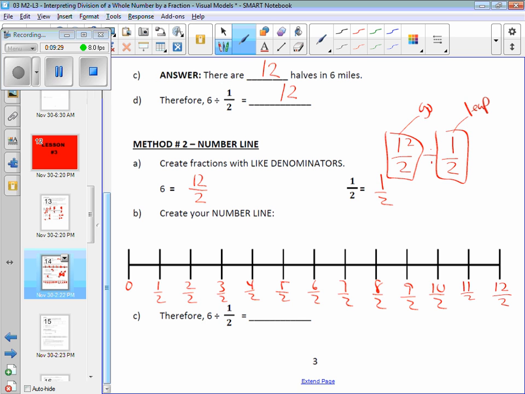Okay, where's my go-to again? Jen. Make a line, that's my go-to. Leap by... No, leap by 1/2. Look, there's 1/2, there's 1 leap. You eventually get to the same answer, don't you? 12.